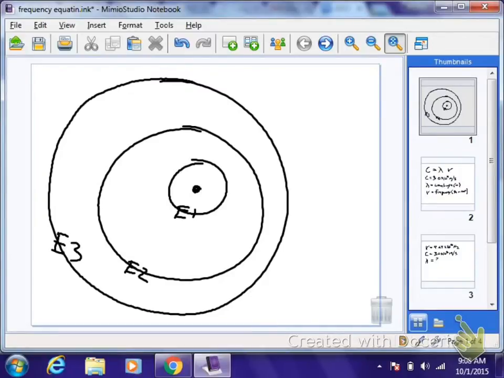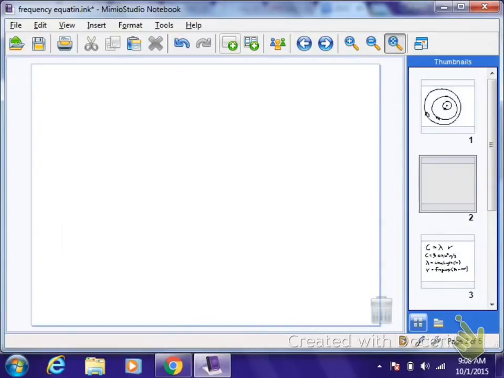And we're going to be working with two equations today, and you're going to have time to work on these. The two equations we're going to work on would be, and I just need to do another sheet, c equals wavelength times frequency. So if you don't have that written out, go ahead and write that out.